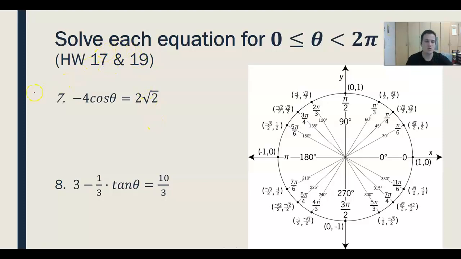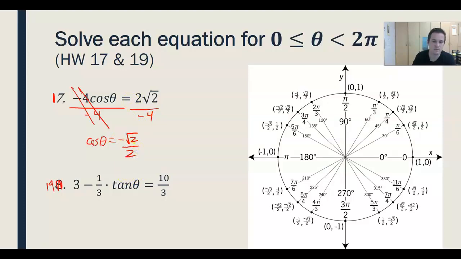So these next ones are homework problem number 17 and number 19 on your homework. I have negative 4 times the cosine of theta equals 2 square root of 2. To get cosine by itself, I'm going to divide by negative 4. Those will cancel out, and I'll be left with cosine of theta equals 2 divided by negative 4. That's going to be negative 1/2. So negative square root of 2 over 2.